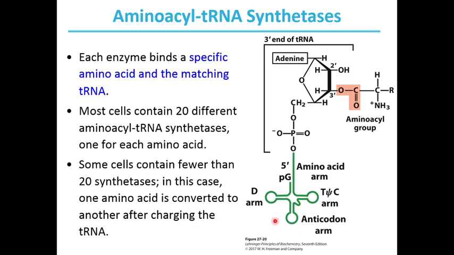And shown here is a tRNA that is charged by an amino acid. And this ester bond is called an aminoacyl group. Now, the last point that I made, in this case, after attaching an amino acid, the amino acid side chain is modified to form the amino acid that is required. And that happens after the tRNA gets attached with an amino acid.